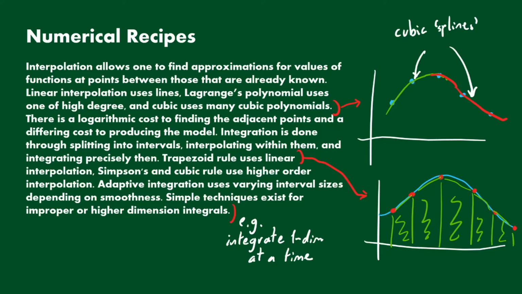Integration is done through splitting into intervals, interpolating within them, and integrating precisely then. Trapezoid rule uses linear interpolation. Simpson's and cubic rule use higher order interpolation. Adaptive integration uses varying interval sizes depending on smoothness. Simple techniques exist for improper or higher dimension integrals.